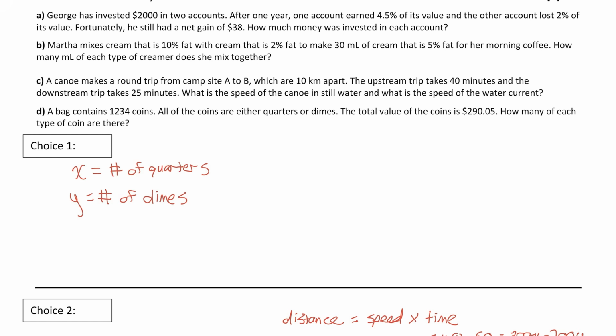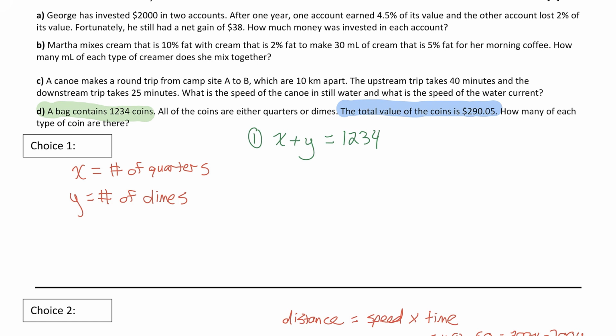And now I need to figure out how I can solve for these two things. To solve for two variables, we'll have to make two equations. The first equation I can make from the fact that the bag contains 1,234 coins. So I know the number of quarters plus the number of dimes, x plus y, is going to be equal to 1234. The second equation, I can use the fact that the total value of the coins is $290.05.